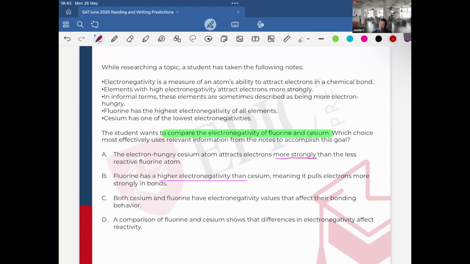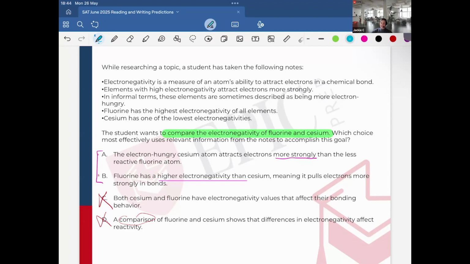Okay. So both of these compare. And C, both cesium and fluorine have electronegativity values that affect their bonding behavior. This doesn't compare, so I can eliminate C. And then D, a comparison of fluorine and cesium shows that differences in electronegativity affect... it seems like they're doing a comparison, but it's very general and doesn't actually compare the electronegativity of fluorine and cesium. So in these cases, when you notice that there's a comparison being made and they both seem like they make okay comparisons, then you should go back and read the student notes to be extra careful.